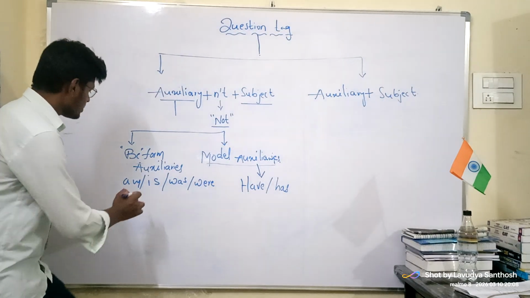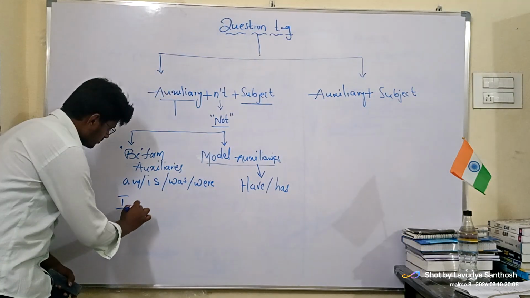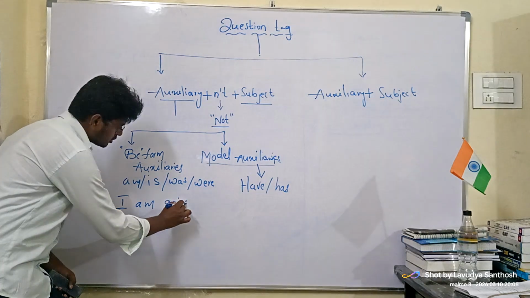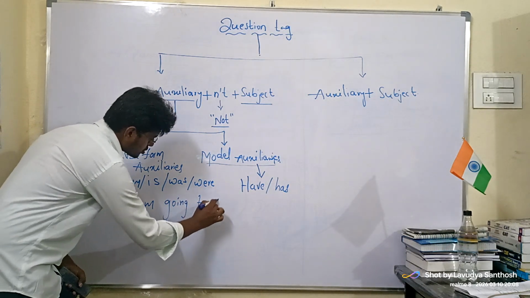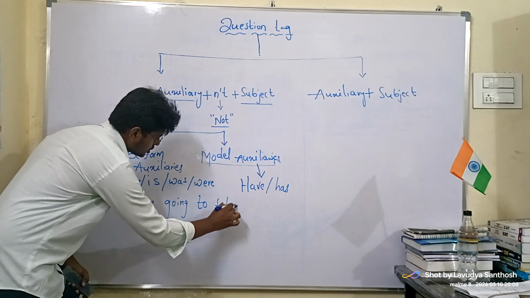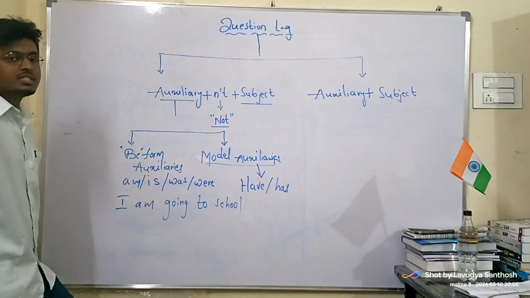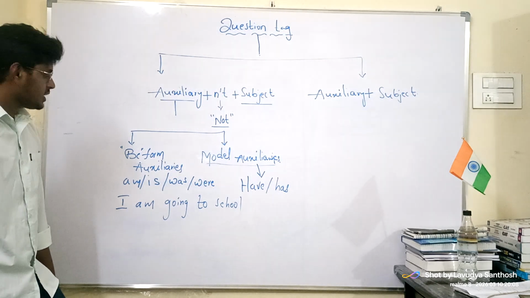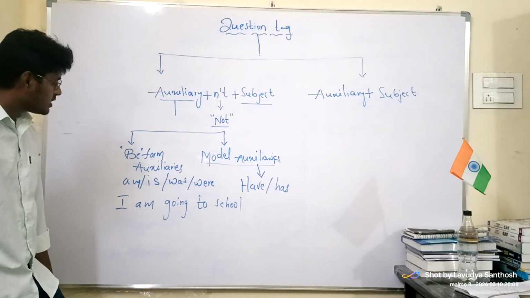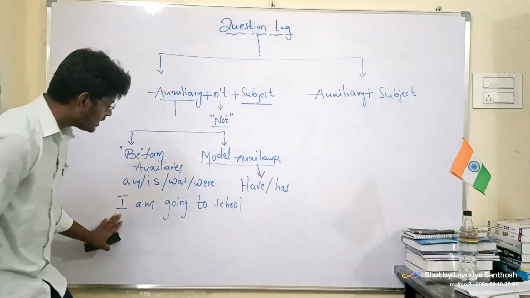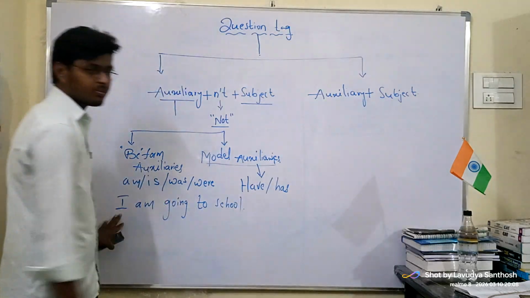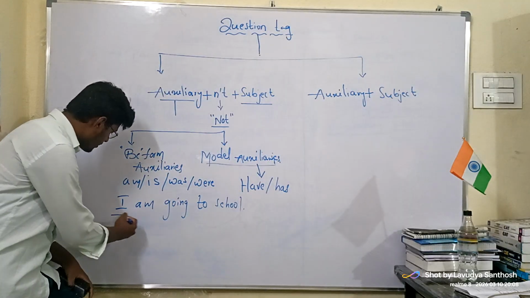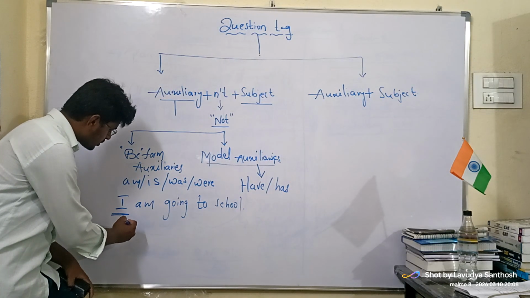Okay. I am going to school. I am going to school. Here this is one sentence. What kind of sentence is this? It is a declarative type of sentence. In declarative sentences, the sentence starts with a capital letter and ends with a full stop. And here what is the subject? Subject is I. I is the subject.